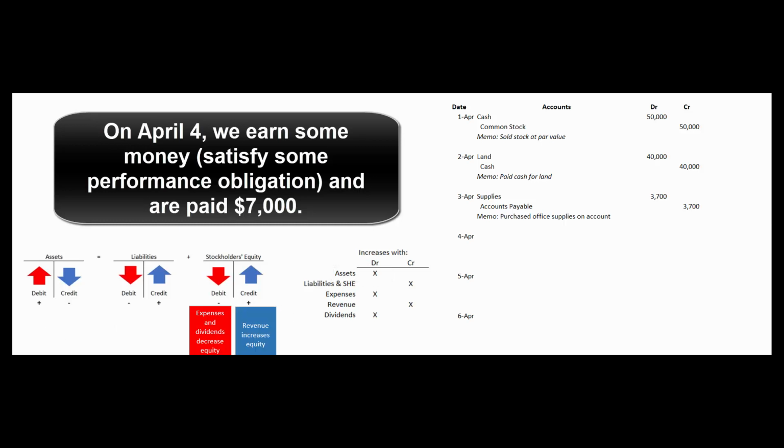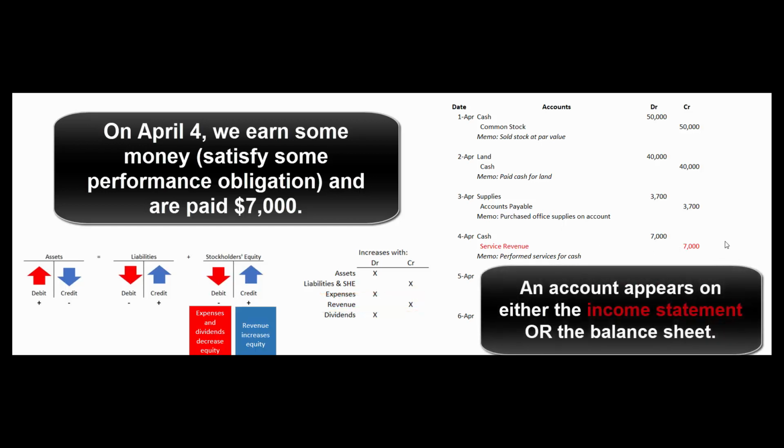Then we're going to have some revenue. We earn something. We satisfied a performance obligation, so we get to book some revenue. Revenue is recorded with credits. So let's say it's April 4th. We debit cash for $7,000 and credit service revenue for $7,000. I'm going to make this service revenue account in red font because it's an income statement account. The rest of these accounts are all balance sheet accounts, but this service revenue is an income statement account. And again, we debited and credited specific accounts and wrote a little sentence in the memo section.